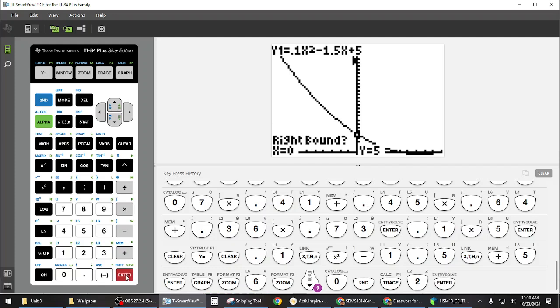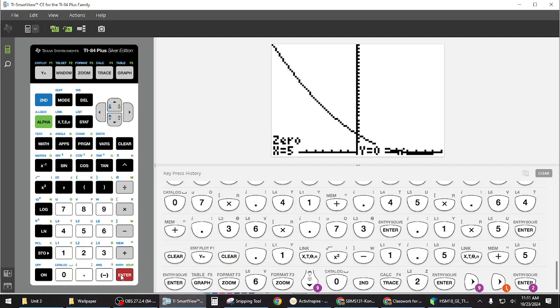Enter. Okay, and then the right bound means, hey, I need the right boundary of where I'm looking. So we need to arrow to the right until you're past that 0. Again, it doesn't have to be on a certain value, just over there somewhere beyond where the 0 is. Hit enter again. It will always ask you for a guess, and here you can just hit enter. You don't have to put in something new.